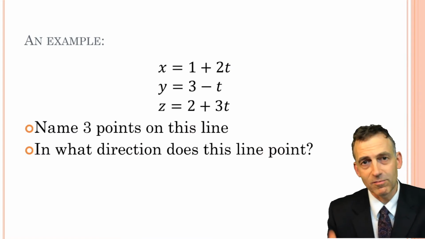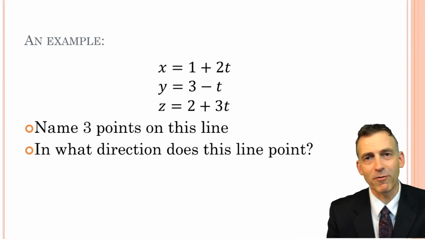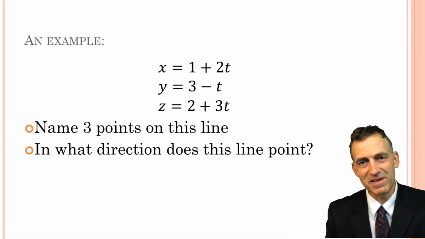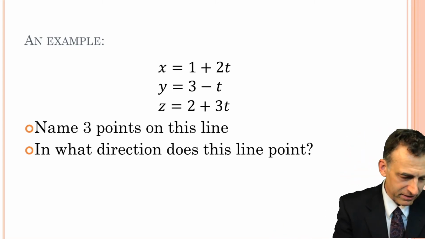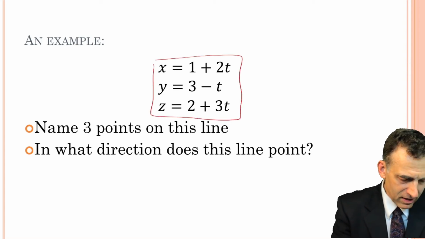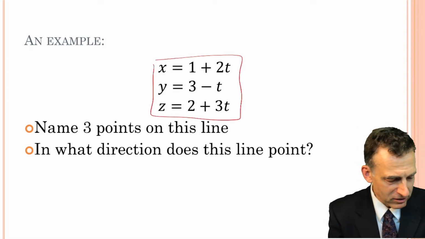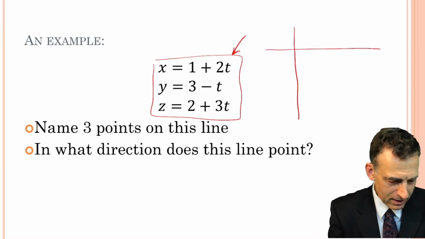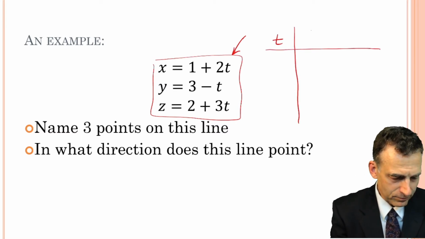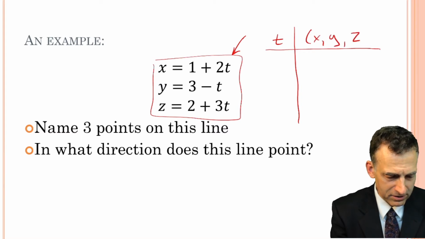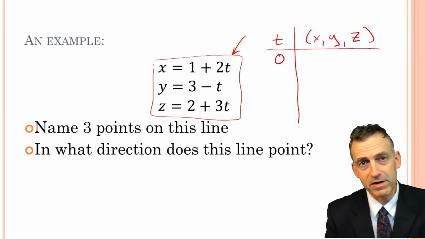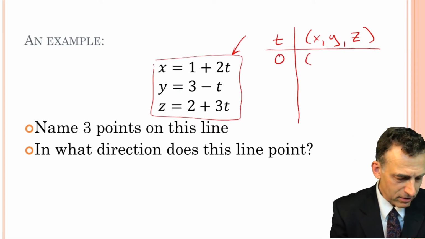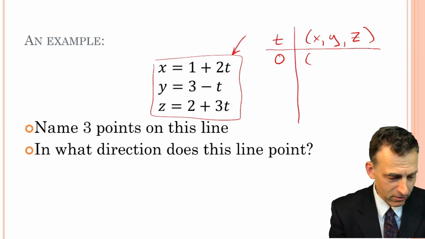Normally I would do this asking you to come up with your 3 points on the line, but it's just me in here, so I guess I'll be doing it. So name 3 points on this line. So let's go ahead and take these. And to get a point, what you do is you pick a value for t and then plug that into the line. And you'll get an x, a y, and a z. So let's go ahead and pick the value 0 because that's easy. When you plug 0 into these 3 formulas or these 3 equations, I get 1, 3, 2.